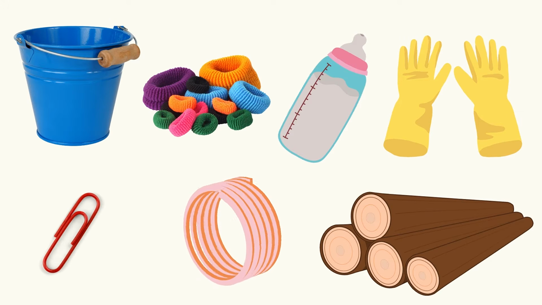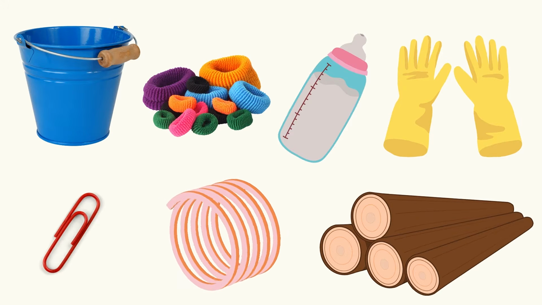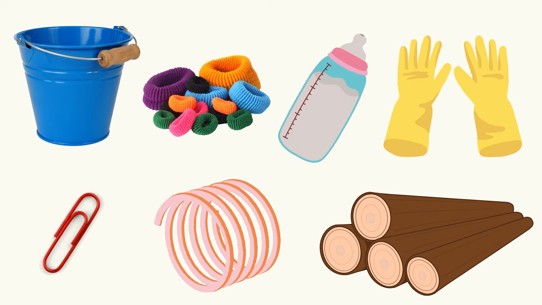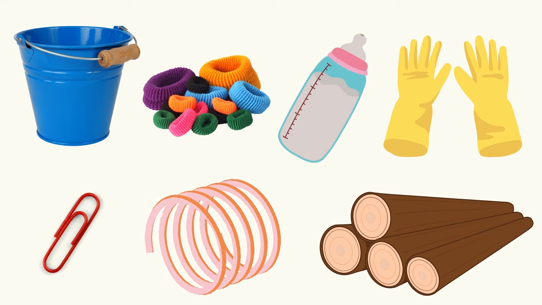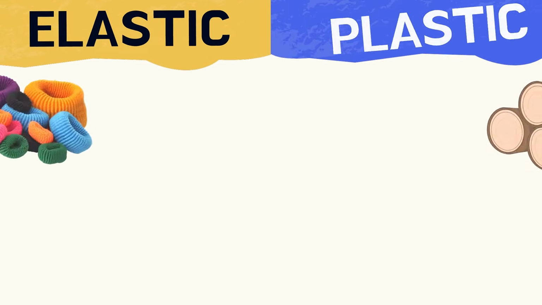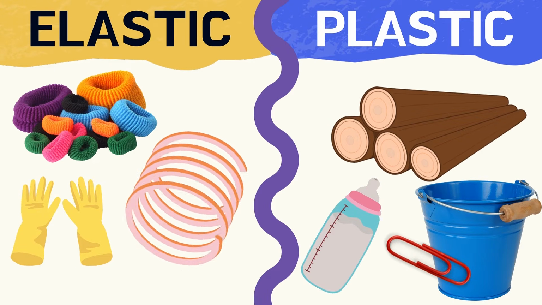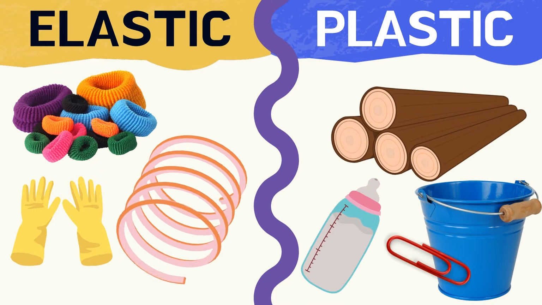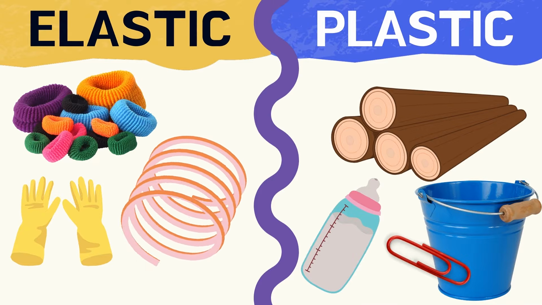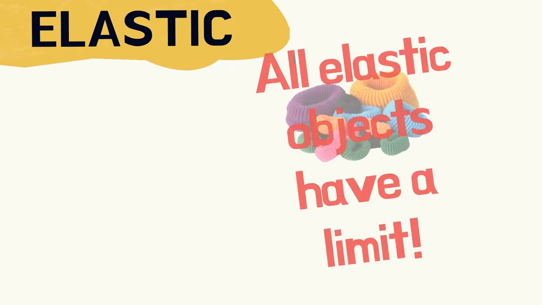There are more objects on the screen. Which ones do you think are elastic and plastic? Time's up. Here are the answers. Did you guess right? Spring, rubber gloves, hair ties are elastic. Milk bottles, wood, buckets, and paper clips are plastic.